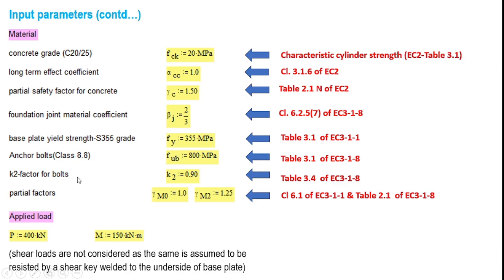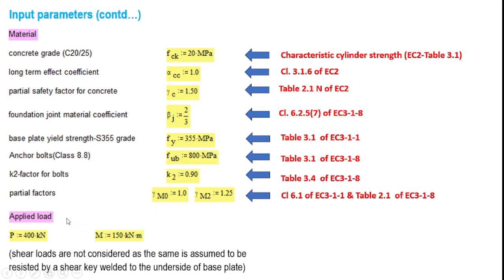Now there is a factor, k2 factor for bolts, that is taken as k2 equal to 0.9. This depends on whether it's a countersunk or other type of bolt variety, and that is taken as per table 3.4 of EC3 1-8. Then finally, we have the partial factors, which are detailed in Eurocode EC3, that is gamma M0 equal to 1.0 and gamma M2 equal to 1.25. These gamma M0 and gamma M2 definitions are clearly given in the code. So, to help you out, I have written clearly here clause 6.1 of EC3 1-1 and table 2.1 of EC3 1-8 will provide you the guidance over these partial factors.